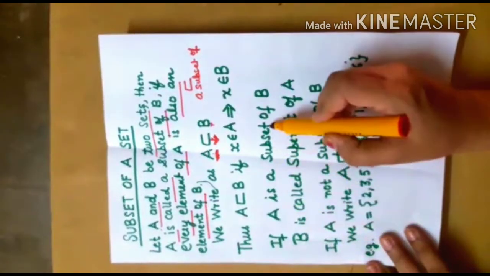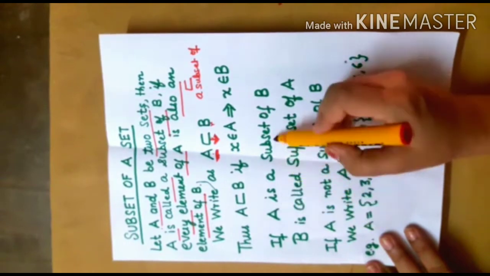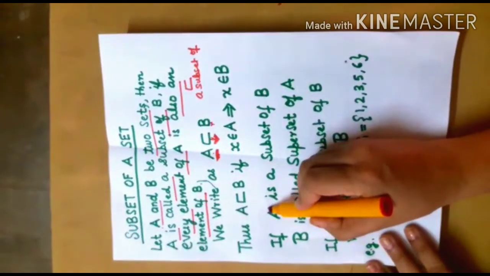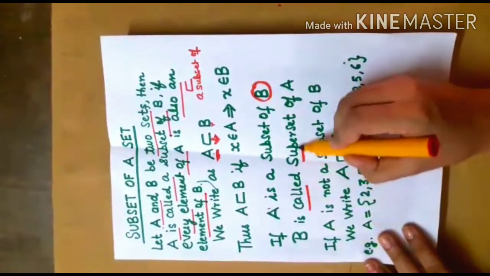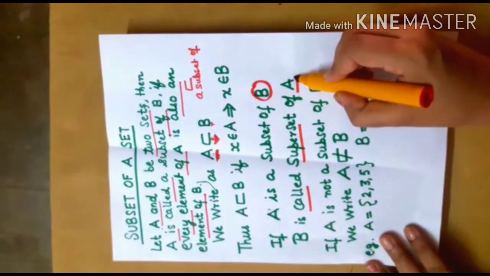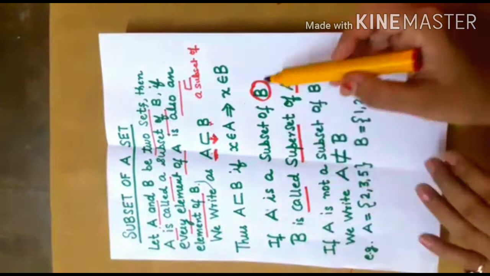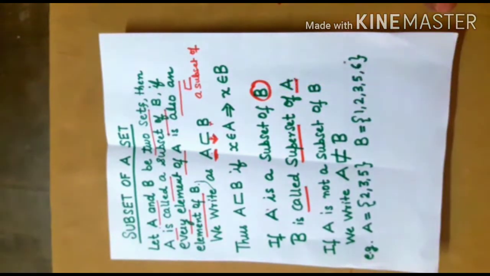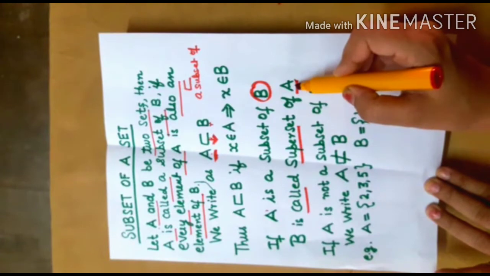If A is a subset of B, that is, if A is contained in B, then here A is the subset and this set B is called the superset of A. That means when A is contained in B, the larger collection is B. So here B, which is the larger collection which contains the set A, is called the superset of the set A.